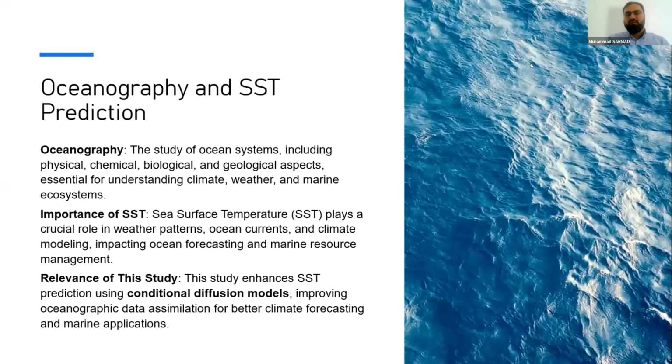So, oceanographic refers to ocean systems, which include physical, chemical, biological, and geological aspects essential for understanding climate, weather, and marine ecosystems. Its importance is that it plays a crucial role in weather patterns, ocean currents, and climate modeling. It also impacts ocean forecasting and marine resources management. So the study is basically to enhance sea surface prediction using a conditional diffusion model and improve oceanographic data assimilation for better climate forecasting and marine applications.